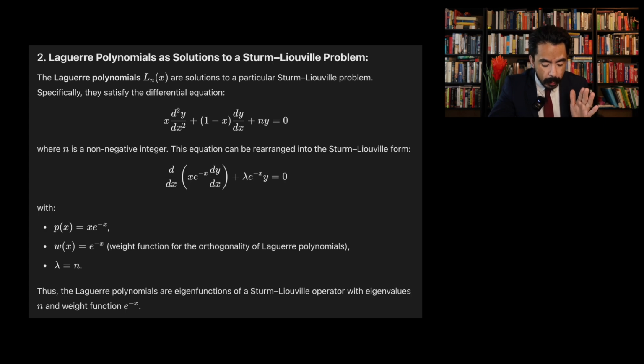Specifically, we have d/dx of the quantity x times e to the negative x, times dy/dx, closed quantity, plus lambda times e to the negative x times y equals 0. Namely, we have a Sturm-Liouville problem where the function p is x times e to the negative x, our weight function is e to the negative x, and we're just looking at eigenvalues of natural numbers. We could also rewrite this in conventional form: x times d²y/dx² plus the quantity 1 minus x times dy/dx plus n times y equals 0. So the Laguerre polynomials are solutions to this particular second order differential equation.